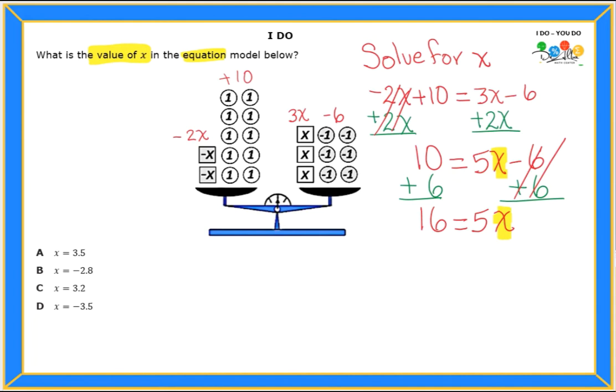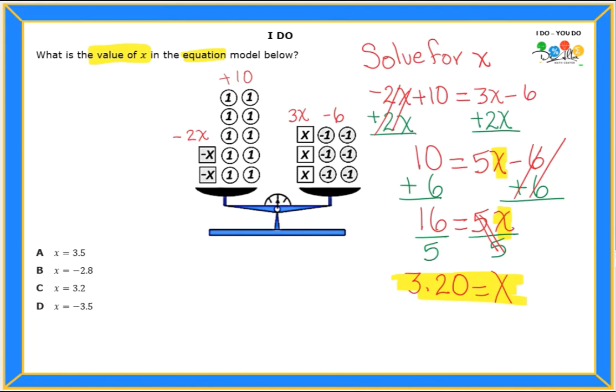So what do I need to do next? Well, 5 is multiplying the x. The opposite of multiplying is dividing. So I'm going to divide by 5 on both sides. What happened to my 5s? They cancel, and I'm going to get x equals 3.20. So guess what? That's my answer for the problem, 3.20.